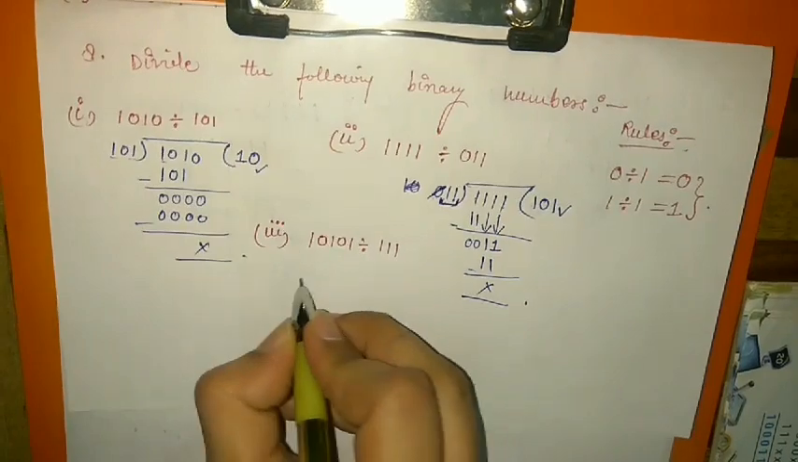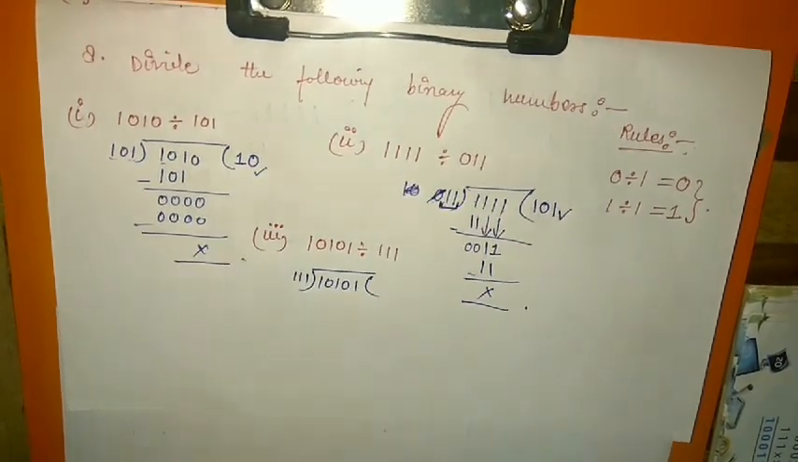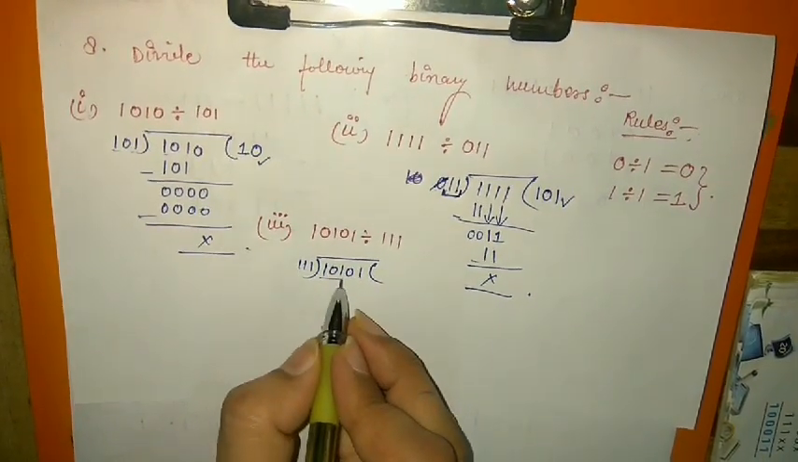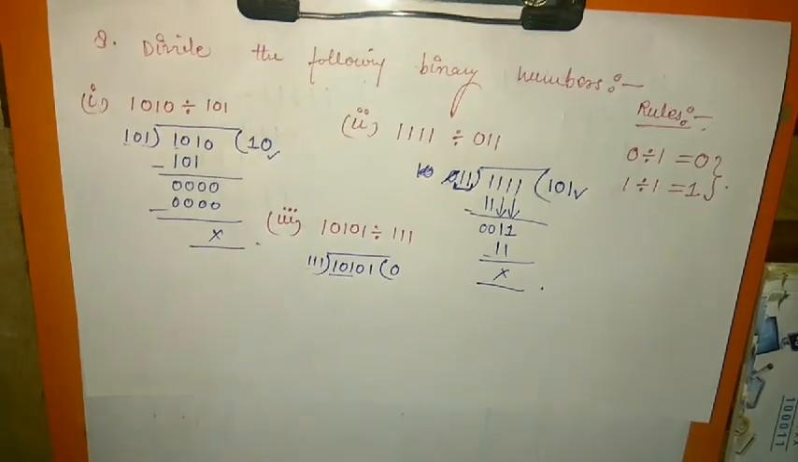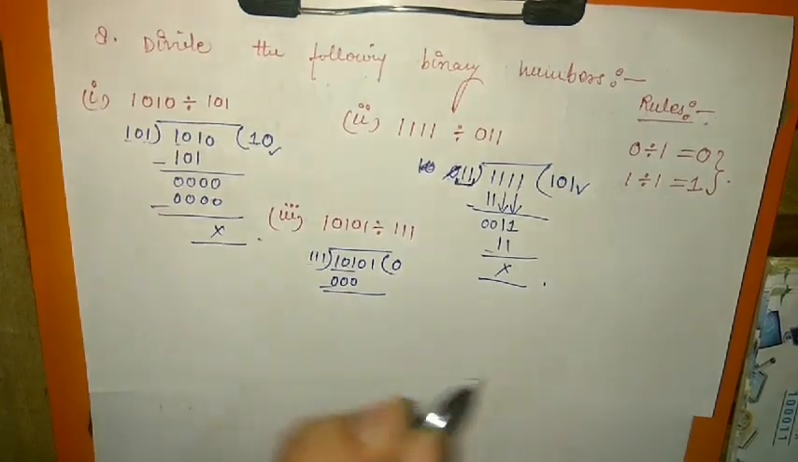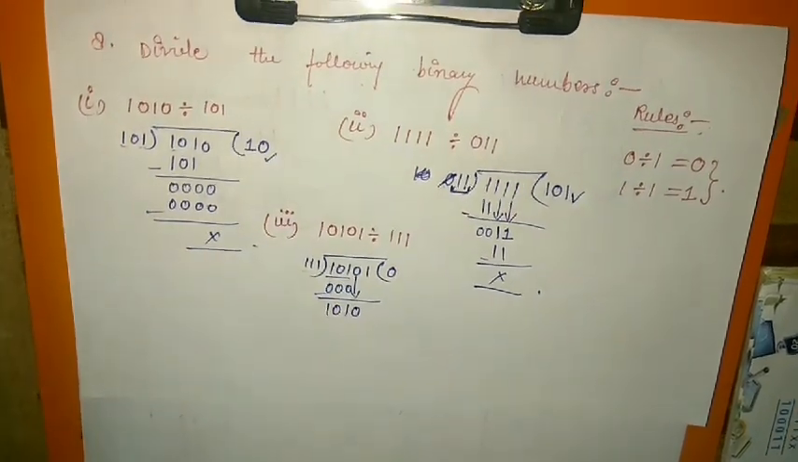Okay, now see 111 over here and 10101 over here. So what you have to do, firstly see this number, it is smaller than this number. So you simply multiply it with 0. You will be getting 0, 0, 0 over here and no effect on everything. 101, and over here 0 will just come down.